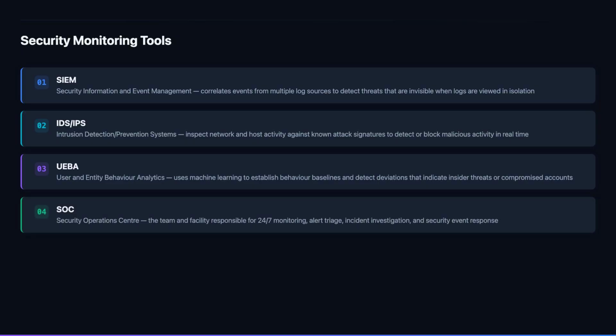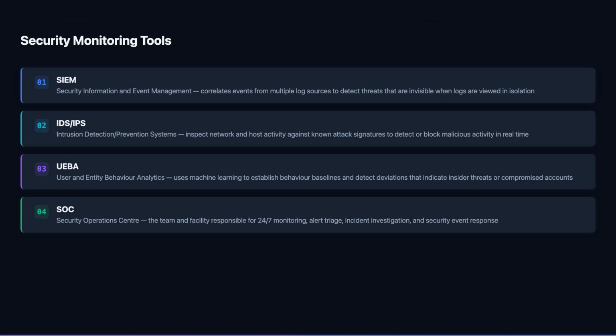The Security Operations Center is the human component of the security monitoring capability. It consists of the analysts who review SIEM alerts, investigate potential incidents, escalate confirmed threats, and coordinate the incident response process. The SOC model varies significantly between organizations.